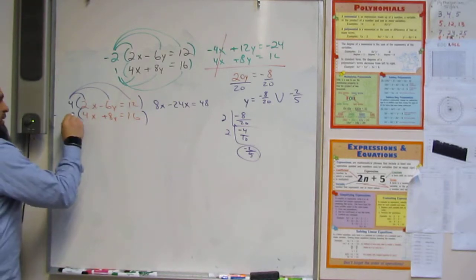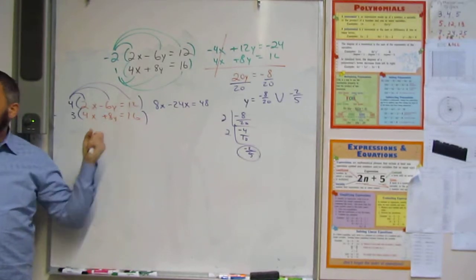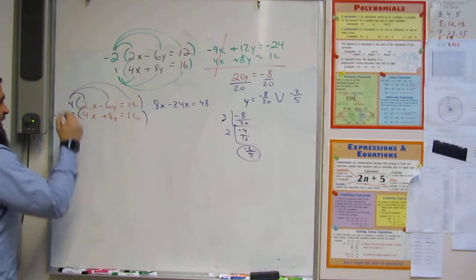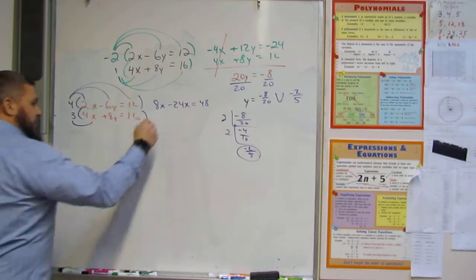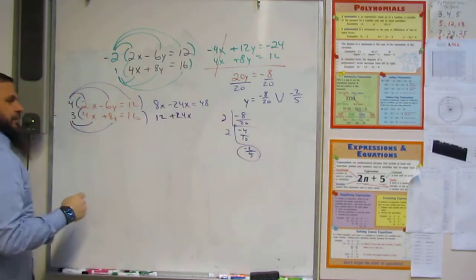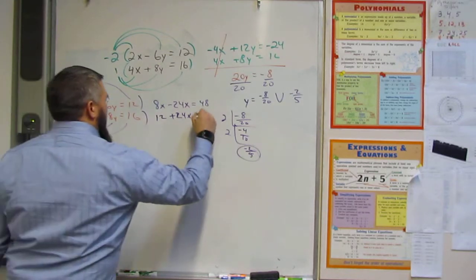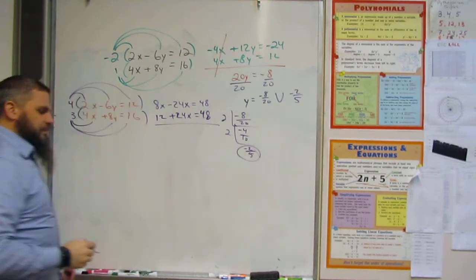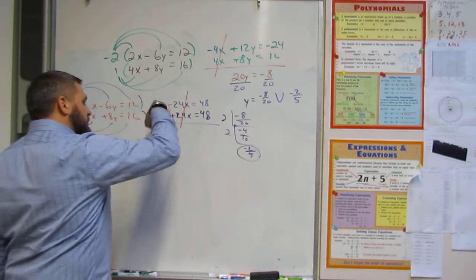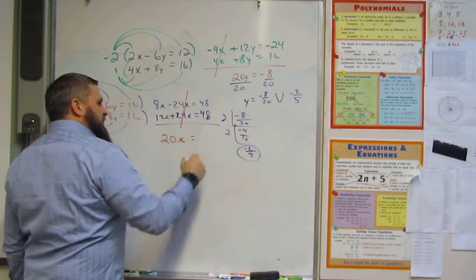Times 3. Okay. Alright, so now, are they going to be opposite? This is negative 24, this will be positive 24. So they are already going to be opposite. So I don't have to multiply by a negative this time. I get to just multiply by 3. 3 times 4? 12. 3 times 8? 24. Right? And 3 times 16 will be 30 plus 18, which is 48. And so I'm going to add these two up. Right? And again, these guys cancel. Now the y's cancel this time. This becomes 20x.